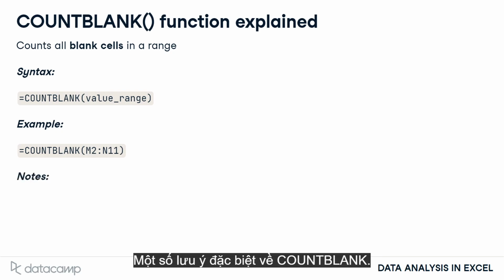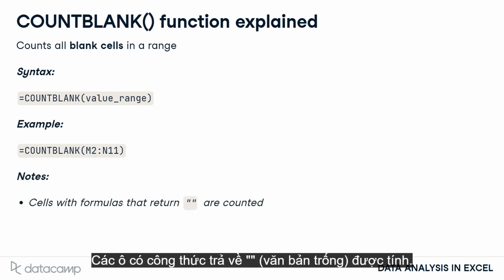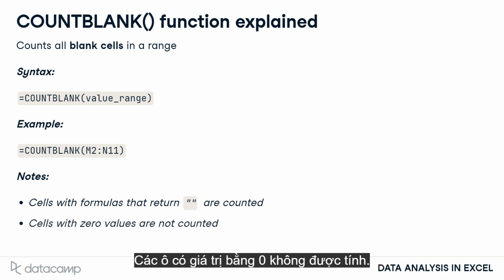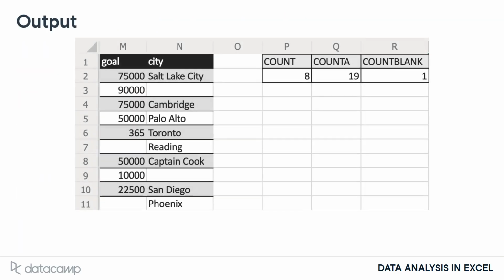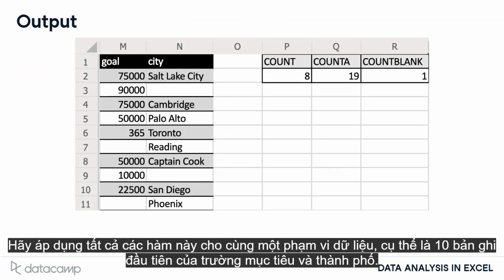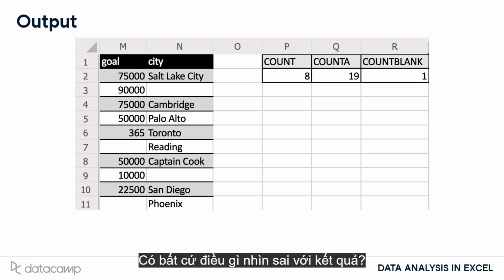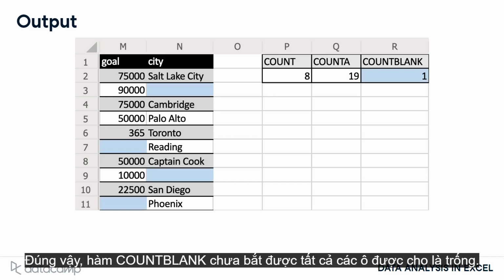A few special notes on count_blank. Cells with formulas that return double quotes twice, an empty text, are counted. Cells with 0 values are not counted. Let's apply all these functions to the same data range, namely the first 10 records of the goal and city fields. Does anything look wrong with the results? That's right, the count_blank function hasn't captured all the supposedly blank cells.